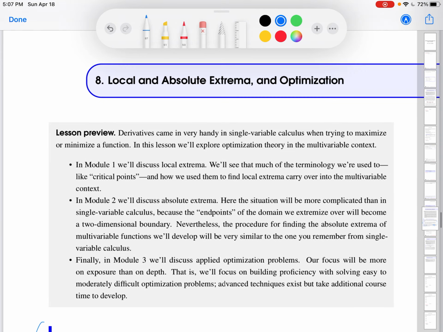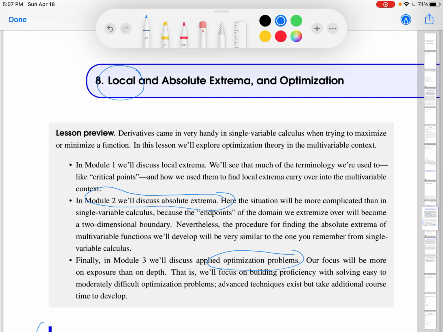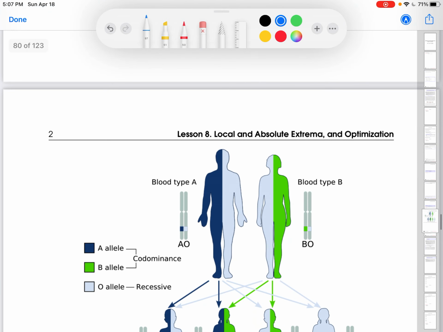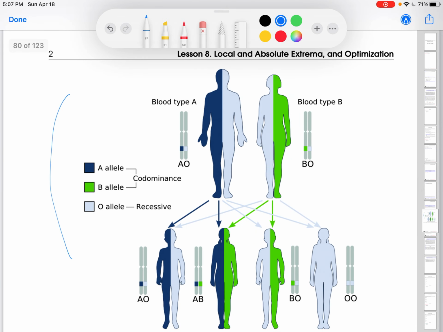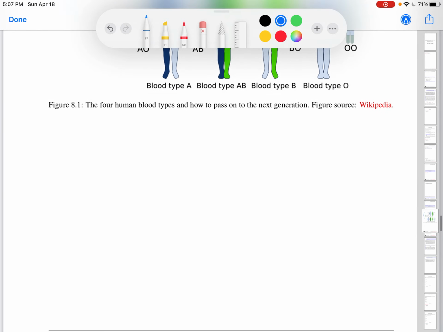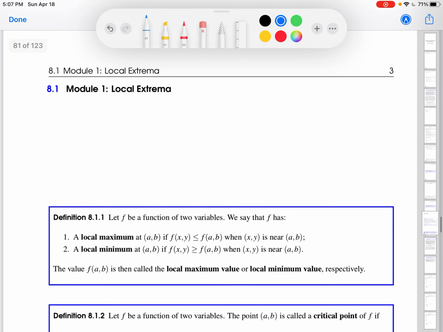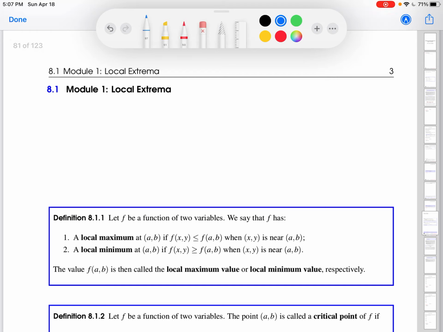So in this first module, we are going to talk about local and absolute extrema. Actually, in this first module, we'll only talk about local extrema. Absolute extrema is module 2, and module 3 is applied optimization problems. Great, so let's go ahead and get started. This is an addendum to a nice motivation up in the first page on population genetics. Again, I encourage you to read through that application. It's pretty cool.